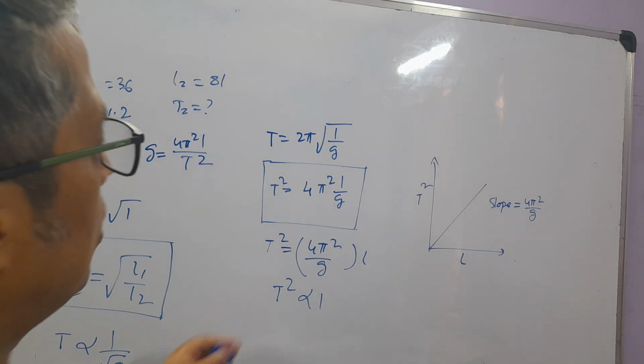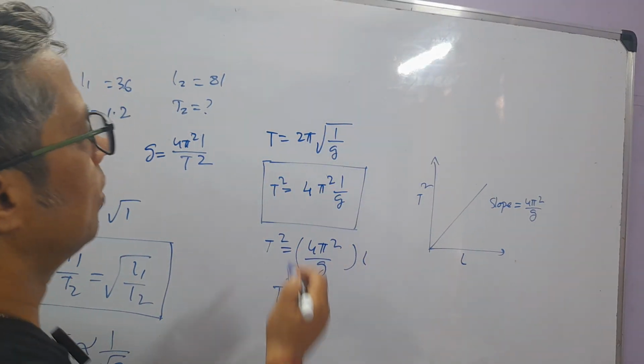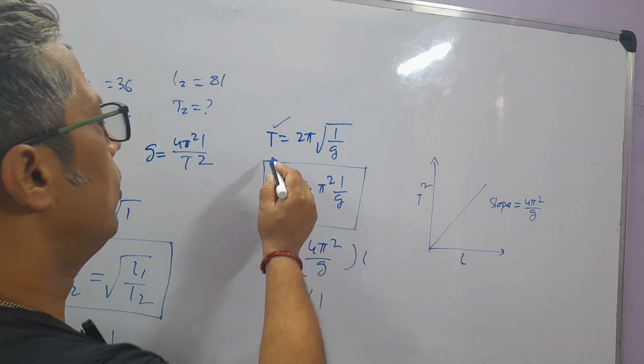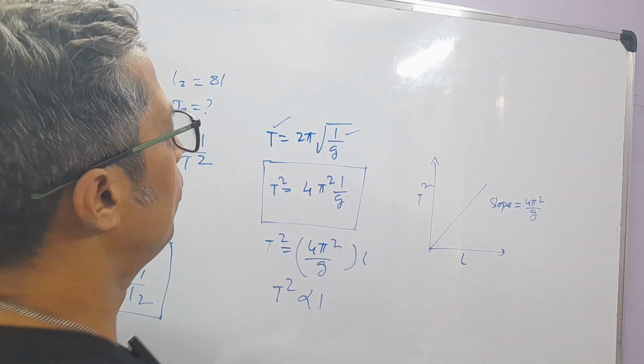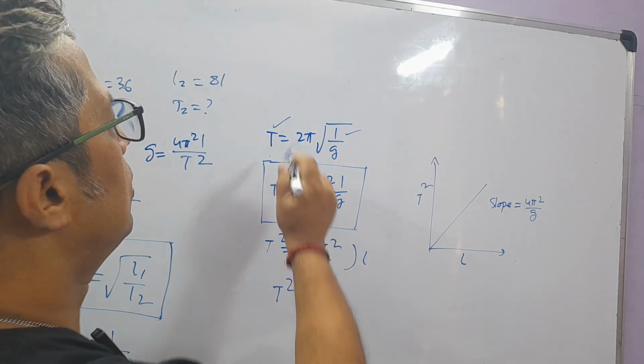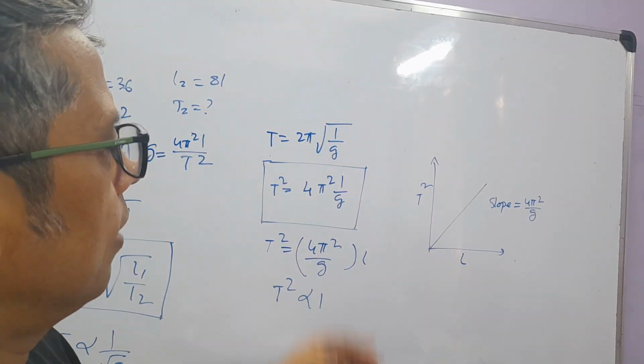Okay, so this class is for some basic part of physics. First, I will just discuss the time period of a simple pendulum. So this is the time period, this is the length of the pendulum, and this is the g, the acceleration due to gravity. This relation is very important for class 9 students and then in higher studies.